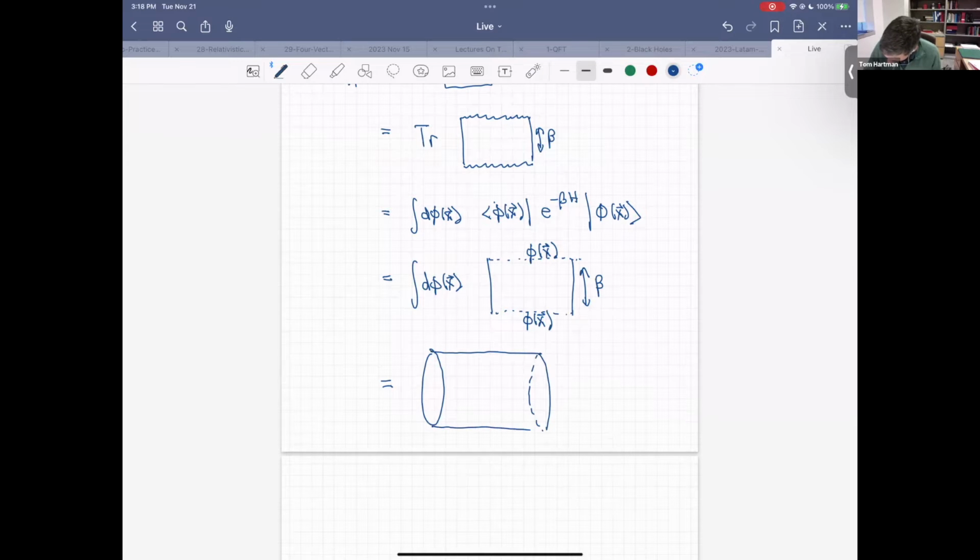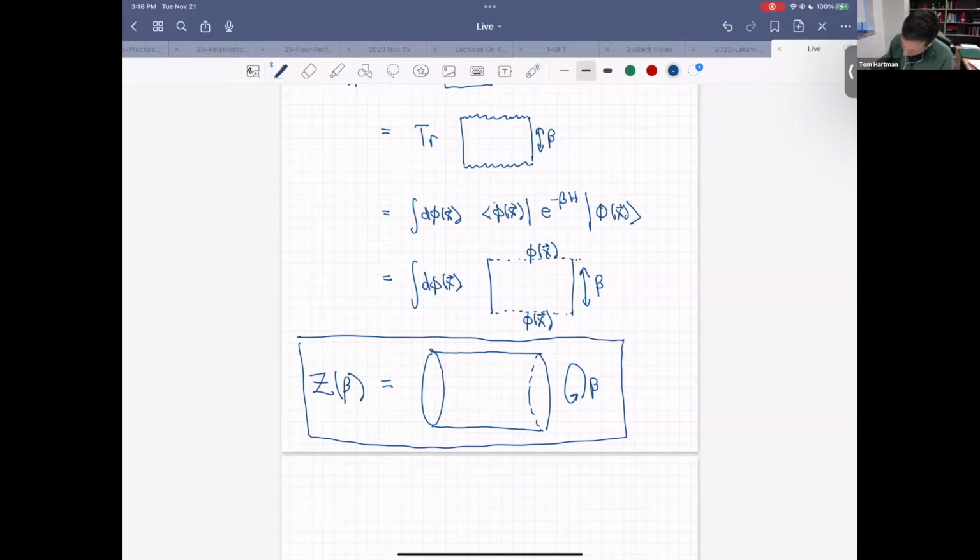And therefore, we can do the integral. The integral pastes the top and bottom together and glues the strip into a cylinder of now circumference beta. So the conclusion is that Z of beta is equal to this diagram where, again, this diagram means that you should do the path integral over all field configurations on the diagram on the Euclidean space-time that's drawn here. Was there a question? Yes, thank you.